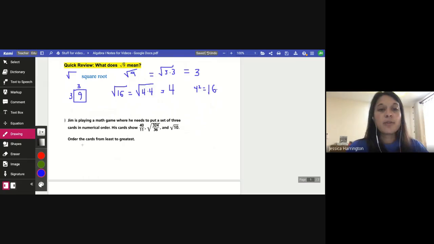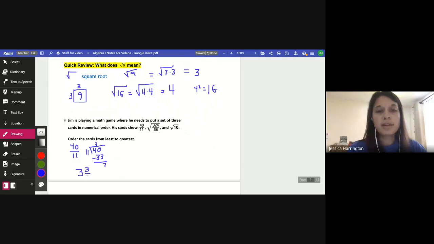All right, so I have to put these in order. Let's deal with 40 over 11. That is an improper fraction, right? So hopefully you remember how to turn it into a mixed number because that'll help me order it. So how many 11s are in 40? Well, there's 3. Let's take away 33. And then the remainder is 7.